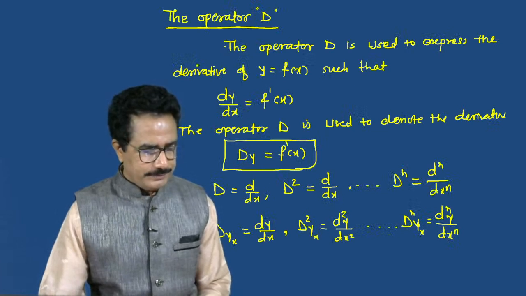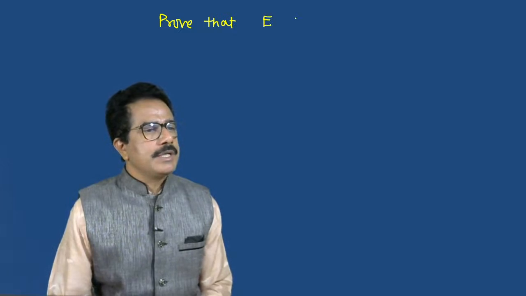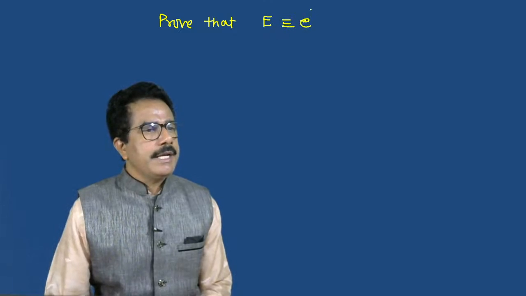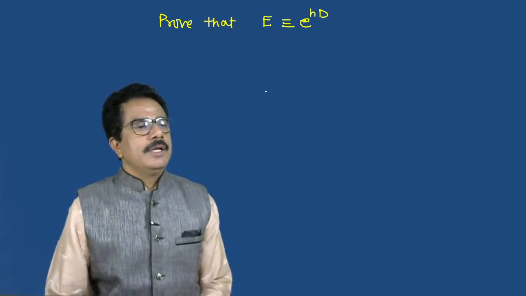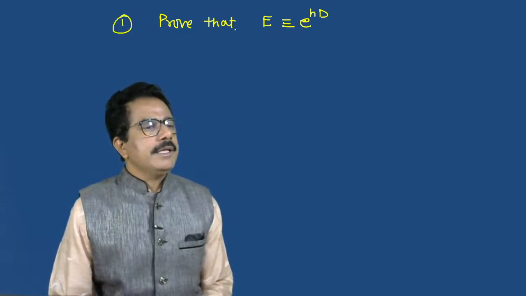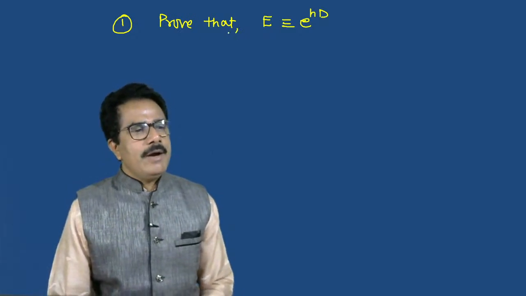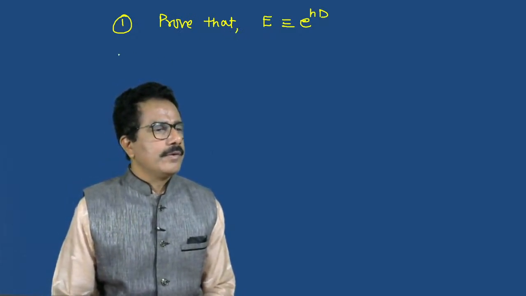Okay, now the second operator del, or let us take one problem on this. Prove that E is equals to e raised to hD. Prove that E is equals to e raised to hD. Okay, now prove.